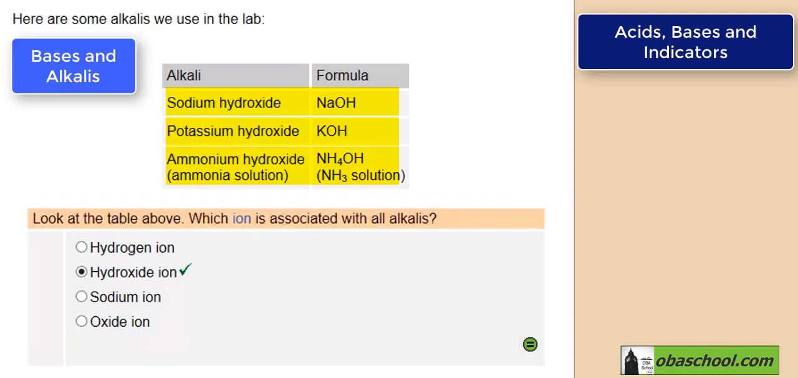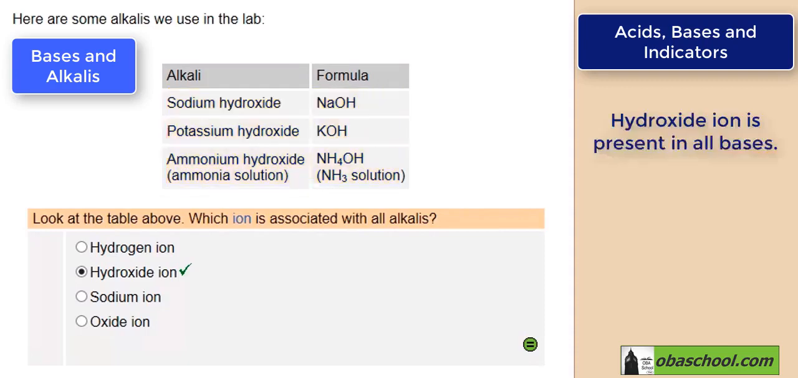Hydroxide ion is the correct answer. It's found in all bases and all the formulas. You can see it in sodium hydroxide, in potassium hydroxide, in ammonium hydroxide, and many others. It's what causes the pH of the base to be more than 7. So these were some indicators for acids and bases.